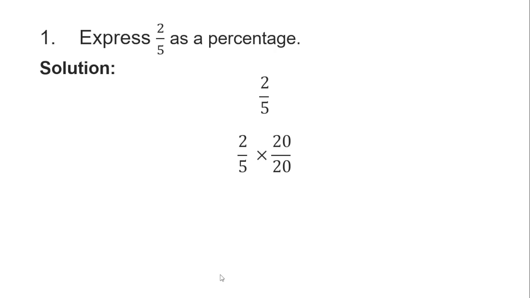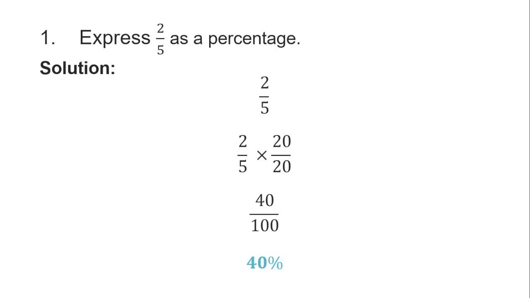Okay, so when we multiply the top and bottom part, it will give you 40 over 100. And when we have 100 as the denominator, now we can convert it into percent. So we just call it 40%.